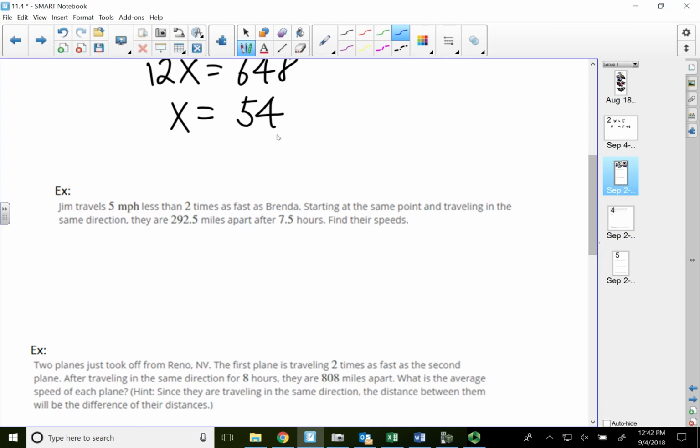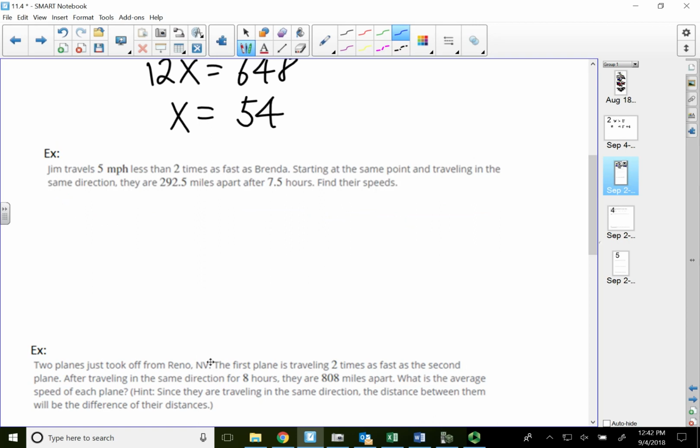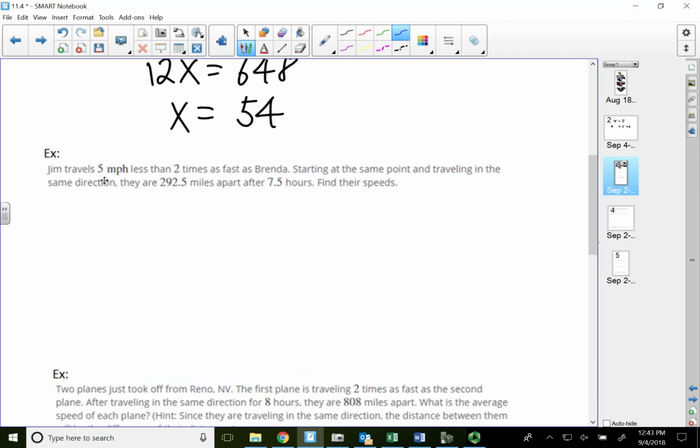All right, let's take a look at this one. Let's see what scenario this one falls into. Jim traveled 5 miles per hour less than 2 times as fast as Brenda. Okay, so I got Jim compared with Brenda.